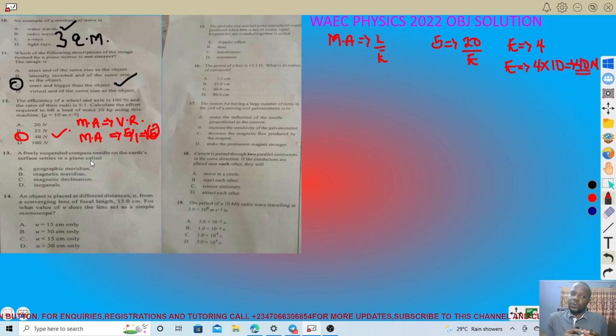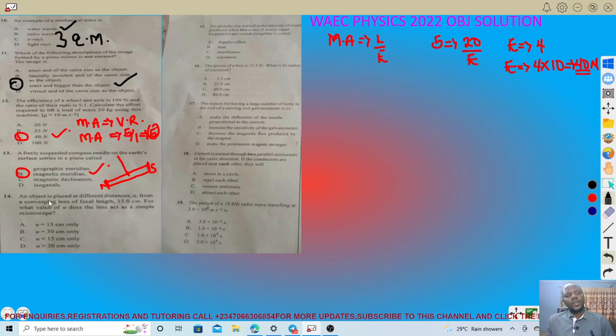But this is a simple question. A freely suspended magnet will always settle down in the direction called the magnetic meridian. It is always measured by a compass needle, basically like this diagram, not drawn to scale, which is going to settle in the north-south direction. So it's the magnetic meridian. I think it's a cheap question that is asked almost every time.